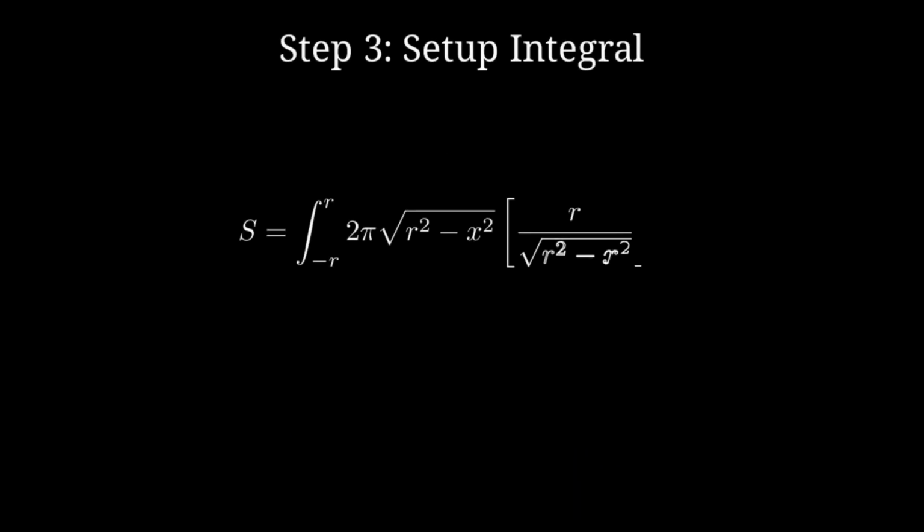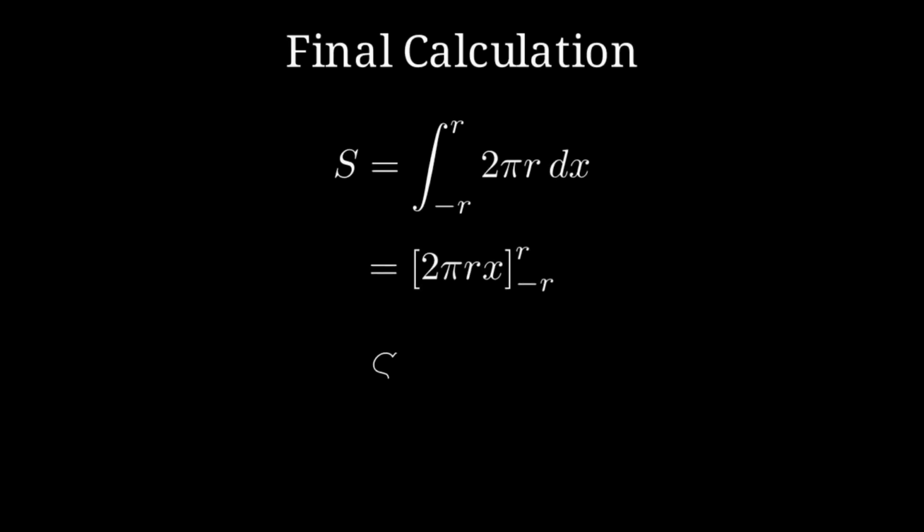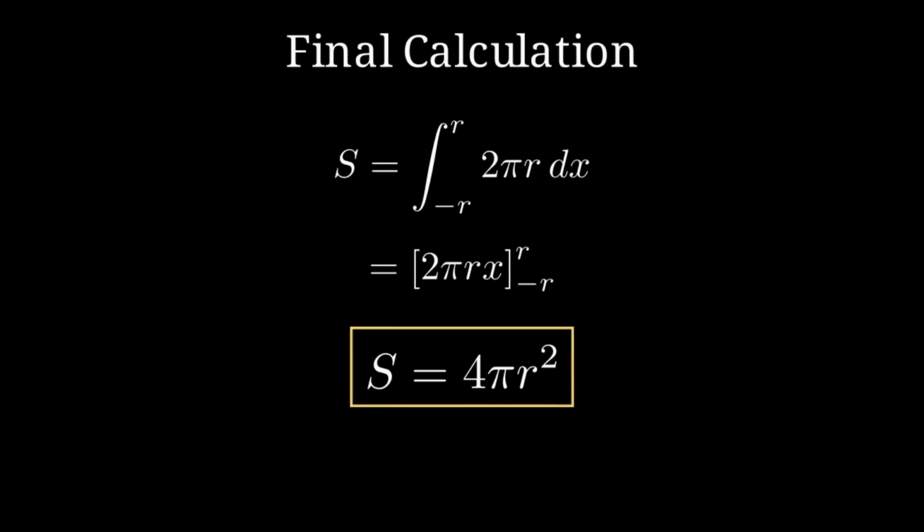When we assemble the full integral, the radius f(x) and the denominator of the arc length term cancel out perfectly. This leaves us with a very simple constant to integrate over the interval from negative r to r. The integral of a constant is just the constant times x. Evaluating from negative r to r gives us 2 pi r squared minus negative 2 pi r squared, resulting in the famous formula for the surface area of a sphere, 4 pi r squared.